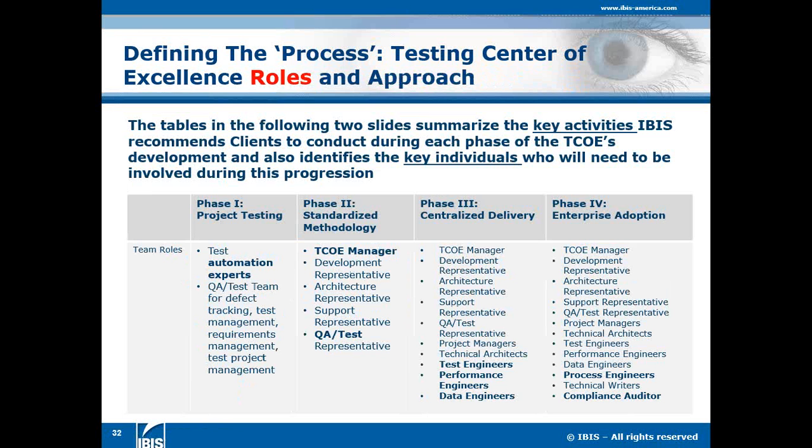Some of the roles and approach for the Testing Center of Excellence by phase. Again, in phase 1, we're test automation experts. For defect tracking, test management requirements are a part of the organization. In phase 2, we've identified that TCOE manager, and we've also identified QA test representatives. In 3, we're adding more resources, more technical resources in test engineers. We're not just manual testers. We now have people who can do performance testing.